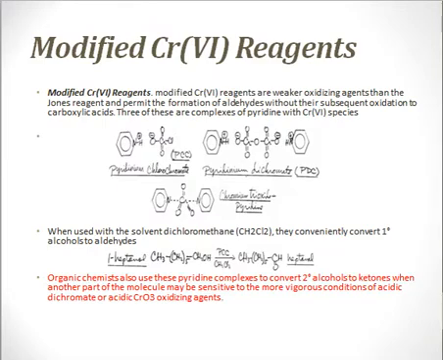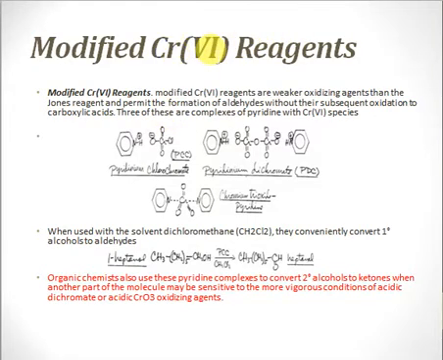Suppose we have to use chromium reagents, and as mentioned earlier, these chromium reagents don't give good results with aldehydes. So what we do is make use of modified chromium reagents. These modified chromium reagents are weaker oxidizing agents. Therefore, when we use these modified chromium reagents, we get aldehydes from alcohols. So if you want to get an aldehyde from a primary alcohol, then you don't have to make use of simple chromium reagents.